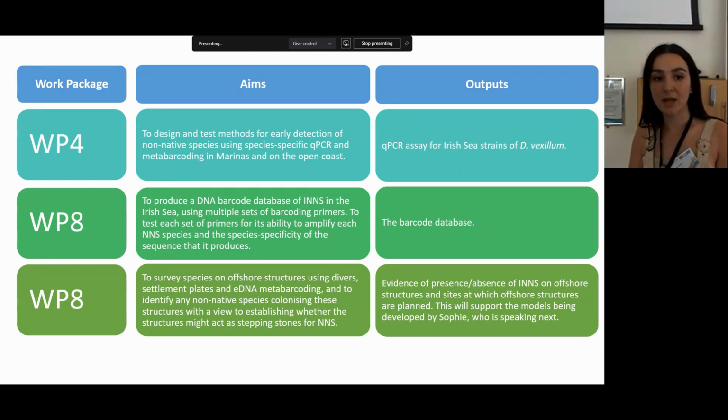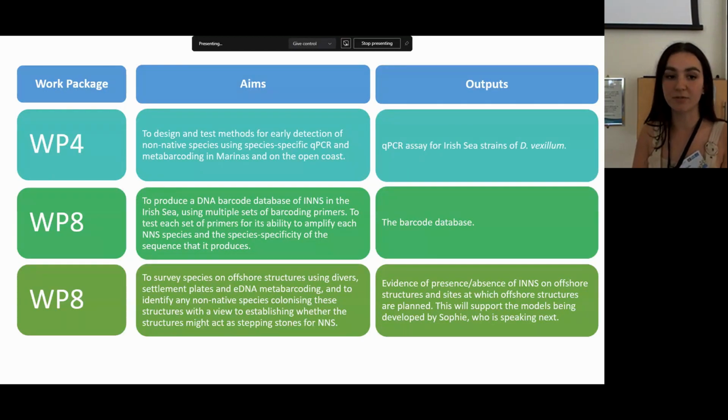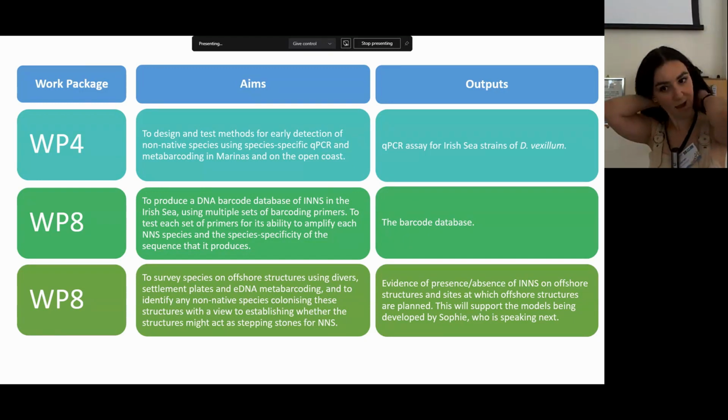And onto work package 8, we have two outputs. The first of which is to produce a DNA barcoding database for non-native and invasive species in the Irish Sea, testing multiple sets of barcoding primers, and to test each set of primers for its ability to amplify the different species. And the outputs are the barcoding database.